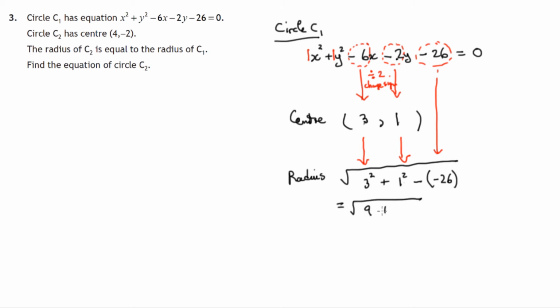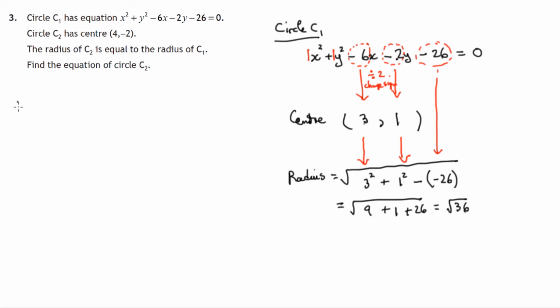That's 9 plus 1 plus 26, square root of that. So that's 10 added on to 26, that's the square root of 36. So we have the centre of circle C1 and we have the radius of circle C1 as that.